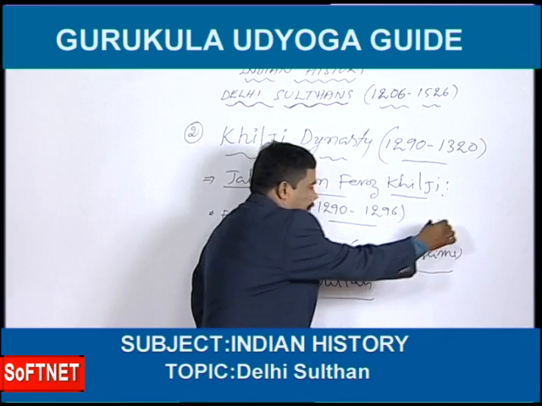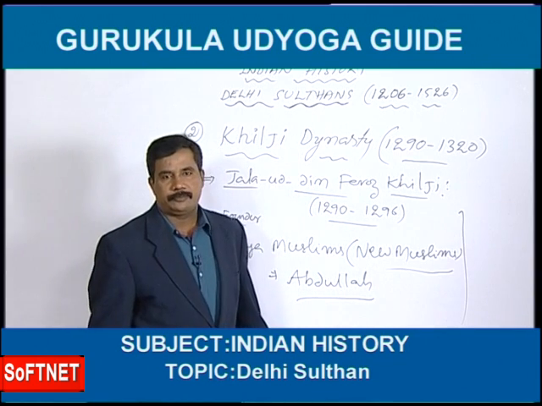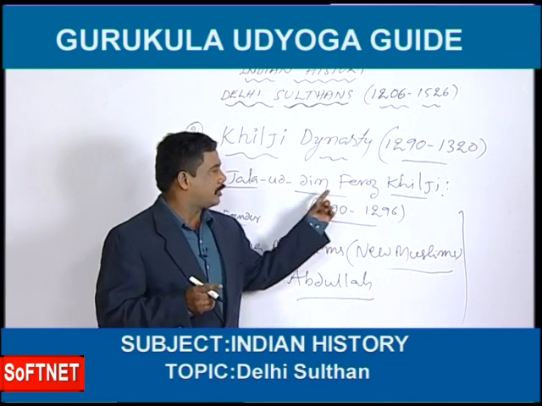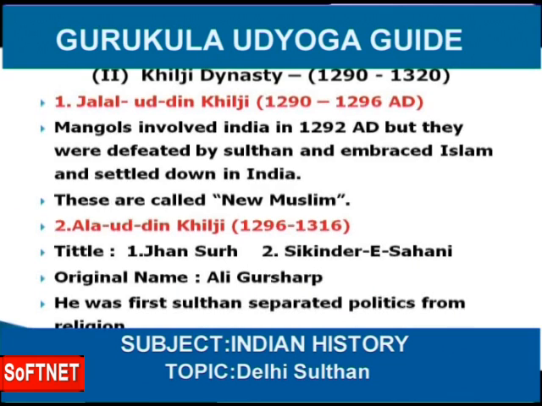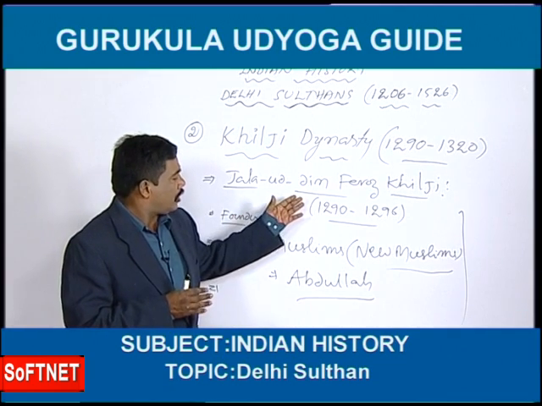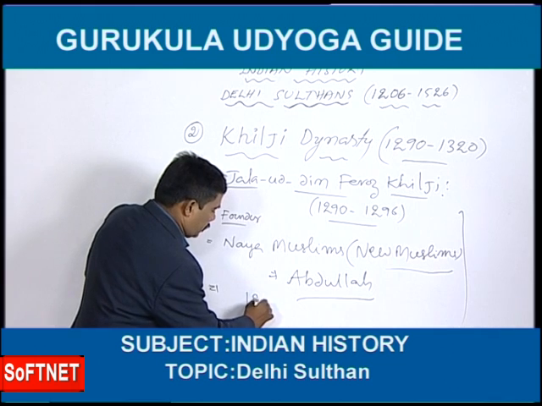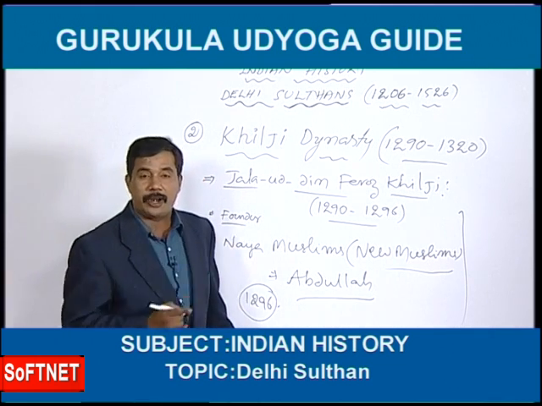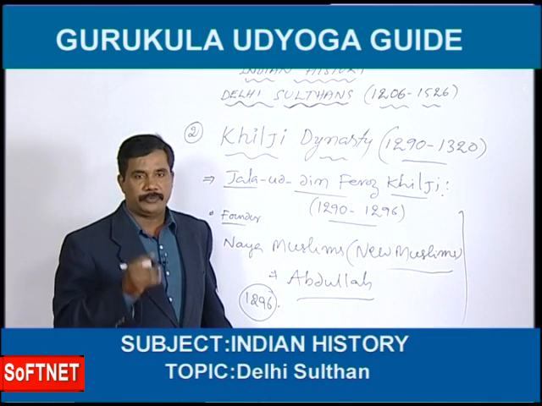But here most of the success of the Khiljis and Jalaluddin Khilji was because of one more son-in-law, that is Alauddin Khilji. In 1296, Alauddin Khilji was an army commander and son-in-law, also nephew.